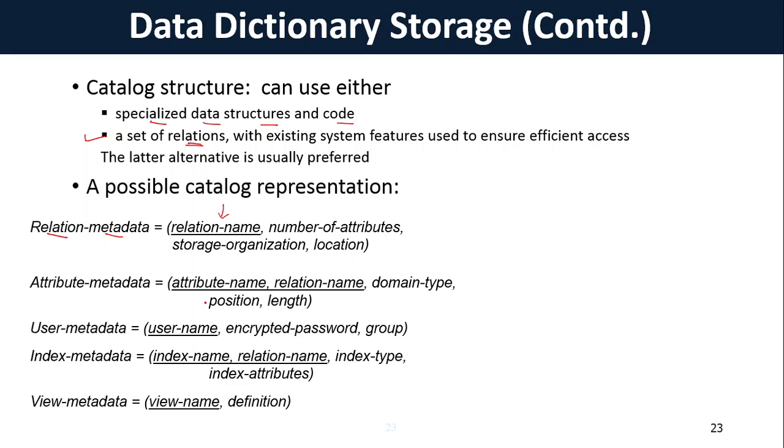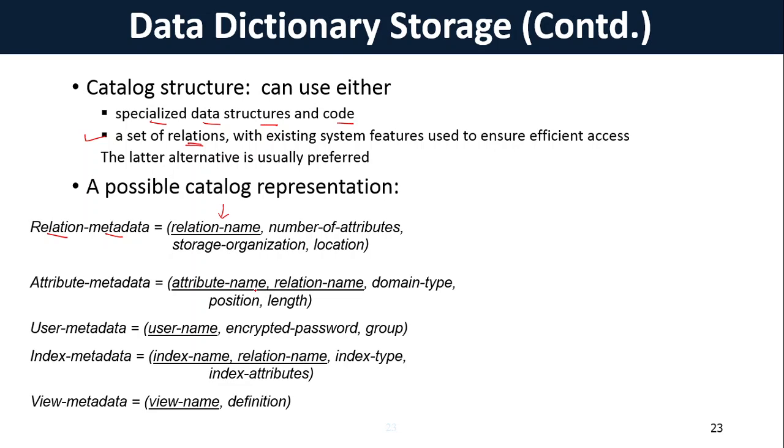So why do we have attribute name and relation name as the primary key? As I stated, relation name is unique, but attribute name may not be unique throughout the relations. For every relation, we have unique attribute names, meaning that for a particular relation, we cannot have two attributes with the same name.